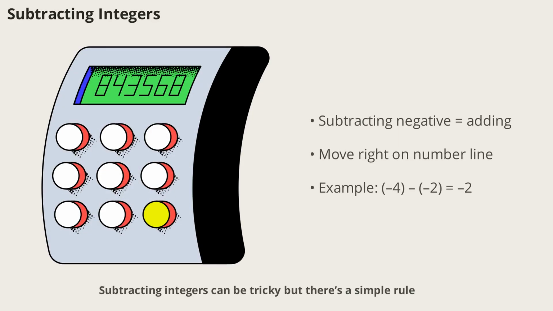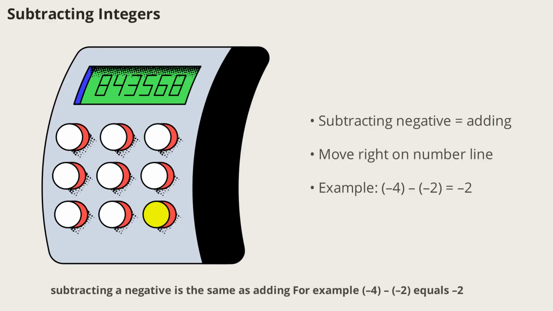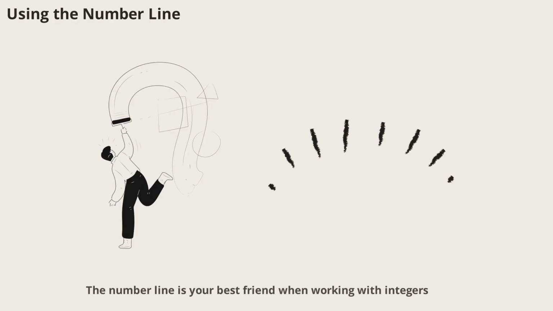Subtracting integers can be tricky, but there's a simple rule. Subtracting a negative is the same as adding. For example, 4 minus -2 equals 6. On the number line, you start at 4 and move 2 spaces to the right, ending at 6. This visual can help you remember the rule and solve problems more easily. The number line is your best friend when working with integers.